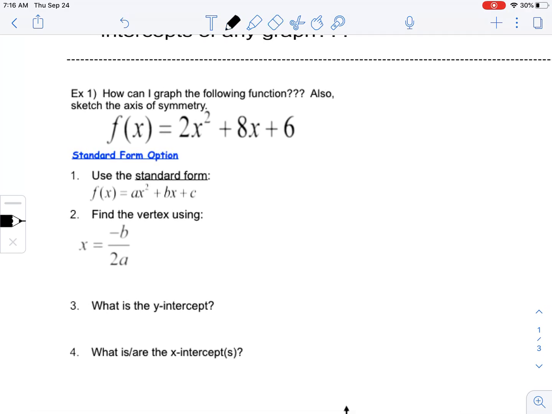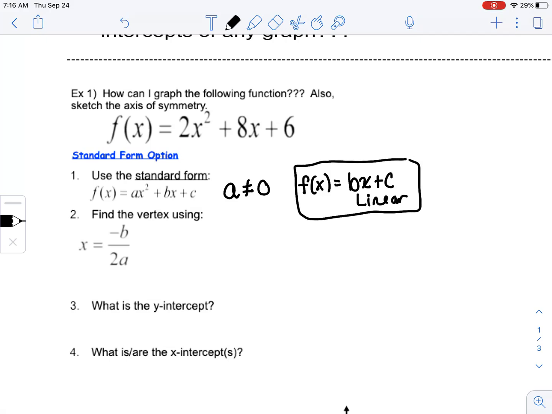Okay, so if the equation here is in standard form, it's going to be in the form of ax squared plus bx plus c. Keep in mind your a value cannot be 0, because if your a value was 0, then you would be left with the equation bx plus c, which is, of course, linear and no longer quadratic. So we do have to have an a value.